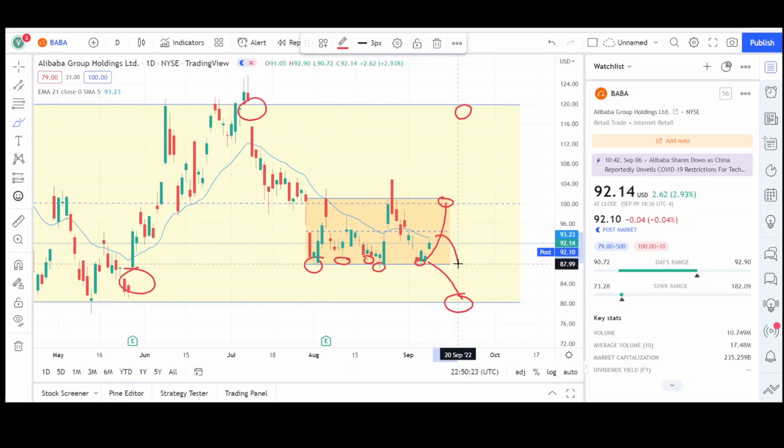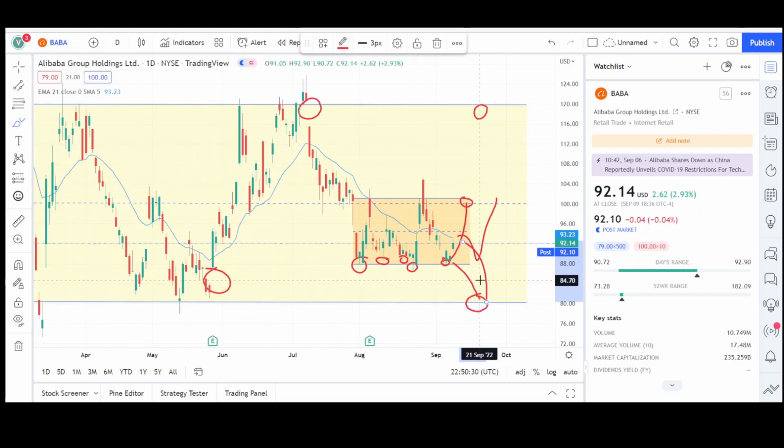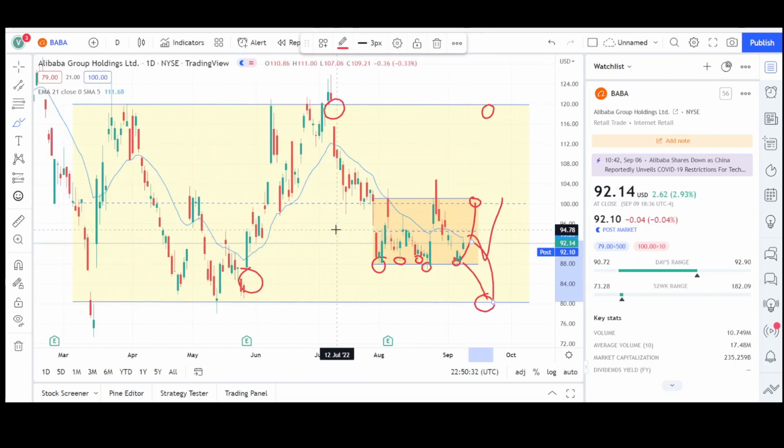some type of support at that $88 level. If we bounce from it, then we can go up to the $100 level. If we break it, we're going back down to fill in this gap and touch the bottom of the yellow pattern. So that's all I have for the daily chart. Let's go and wrap it up on the weekly chart.